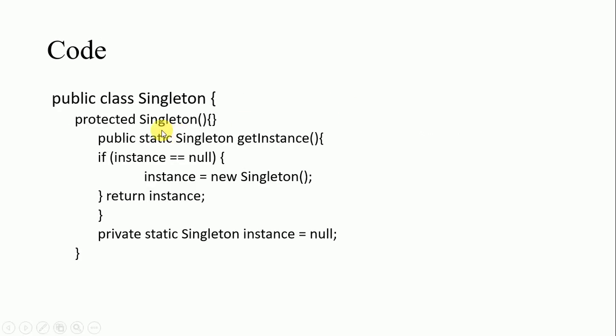So here's a simple code example: we have a class Singleton and it has a protected Singleton constructor. Protected or private, you can declare whatever you want. And we have a method called getInstance that has the same return type as the class type. The simple implementation logic is that if the instance is null, it simply creates a new instance of that class, calling the constructor of that class, and returns the instance. And we initially declare the instance of that class as null.